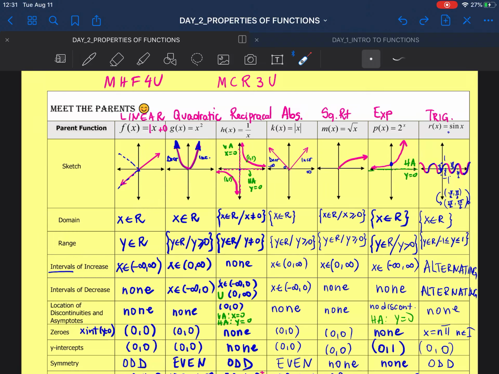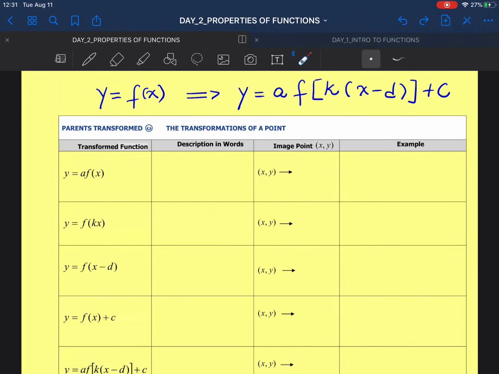Hello and welcome. I hope you remember when we discussed the different families of functions, or all the parent functions, and we talked about each and every graph, their unique shapes, and also their unique features as well: domain, range, intervals of increase, decrease, etc. So this time our attention will be focused on how a point is transformed in a parent function.